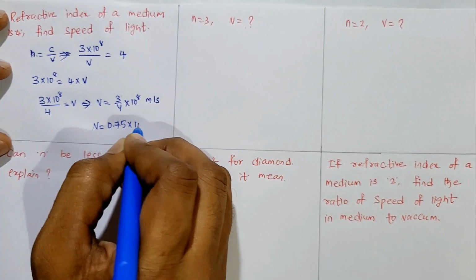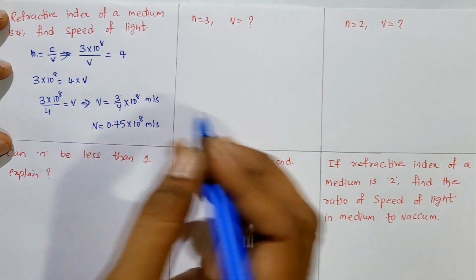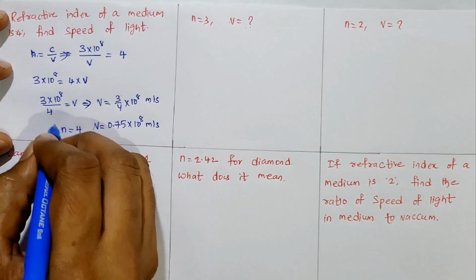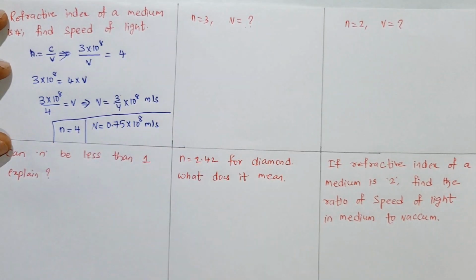0.75 into 10 power 8 meters per second. Now let us write n also here. n is equal to 4, v is equal to 0.75 into 10 power 8 meters per second.